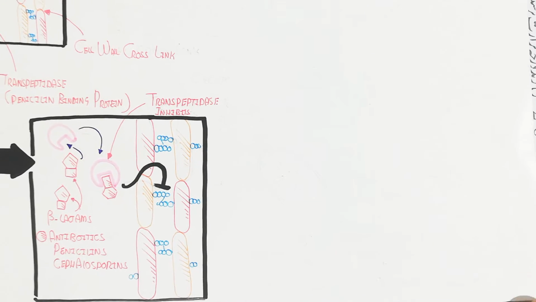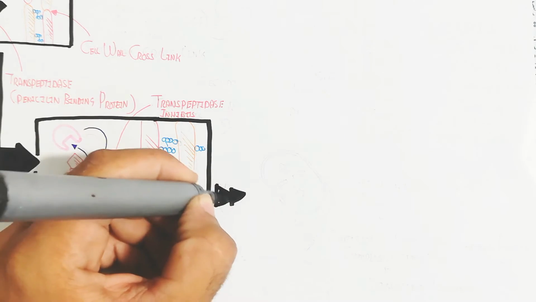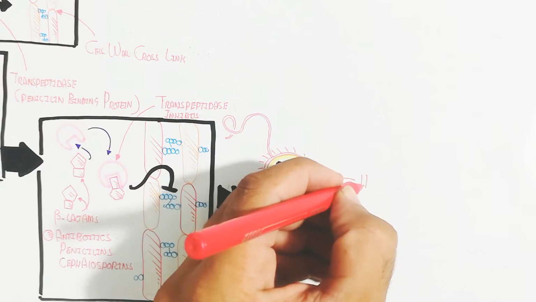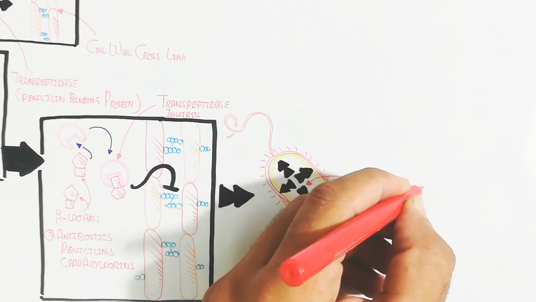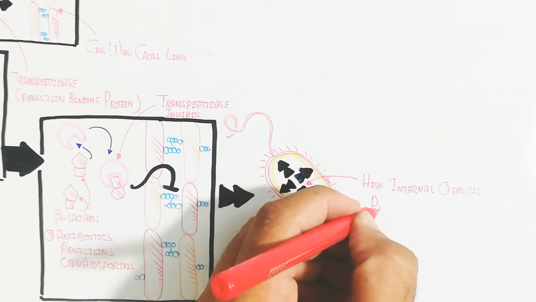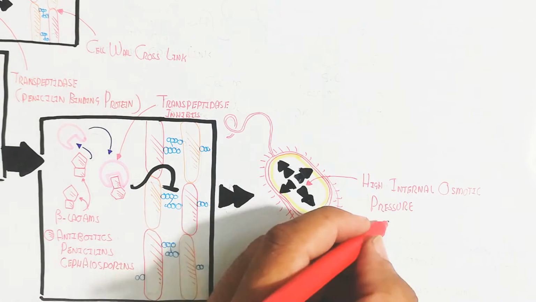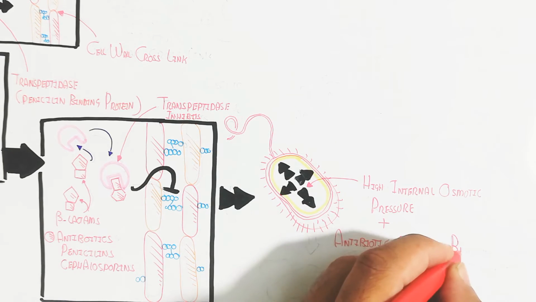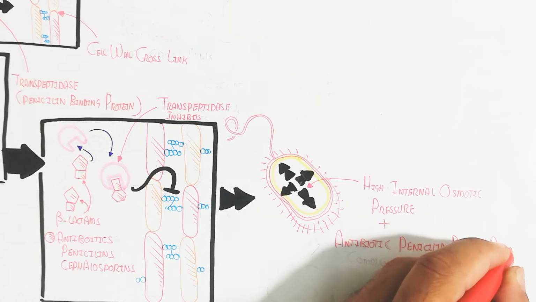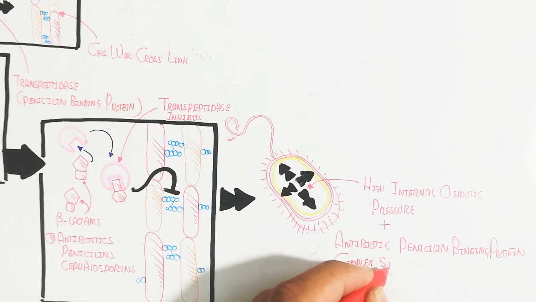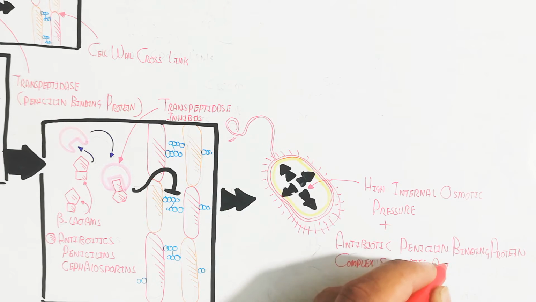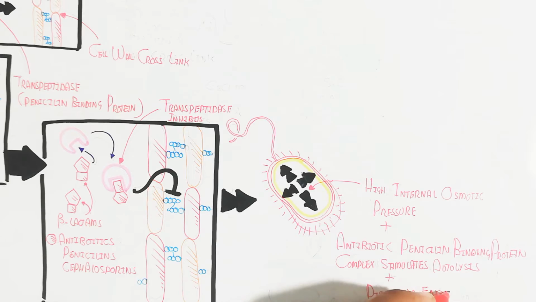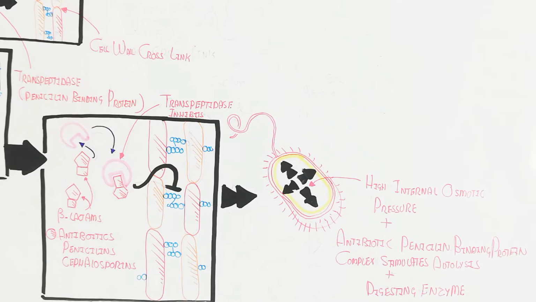It is a competitive inhibitor that will bind with the active site of the enzyme transpeptidase. In this way, you can see the high internal osmotic pressure will not be prevented, which leads to lysis of the bacterial cell wall due to peptidoglycan instability. The antibiotic and penicillin binding protein complex stimulates autolysis, and the digesting enzyme also produced will lead to lysis of these bacteria.